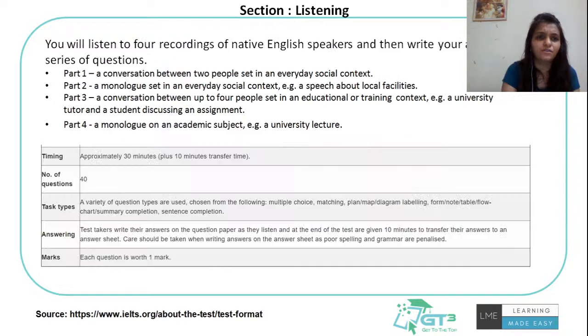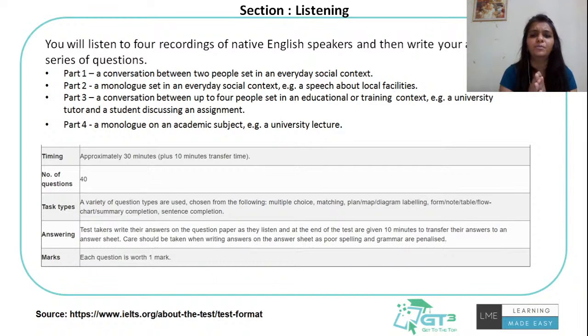Now let me give you some in-depth information about these 4 modules, how it works and how it is going to be. So the first is the listening part. Now what is the listening part? In listening there'll be 4 parts: part 1, part 2, part 3, part 4. There'll be approximately 30 minutes of audio that will be given to you. You have to listen to that audio and simultaneously give the answers, and the remaining 10 minutes will be given extra to transfer your answers to the answer sheet.